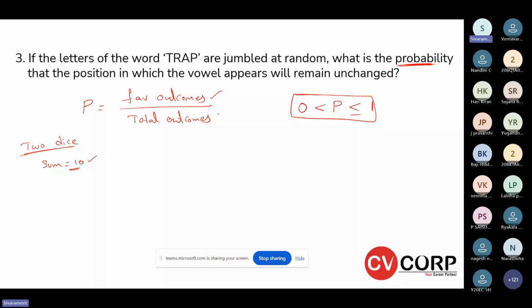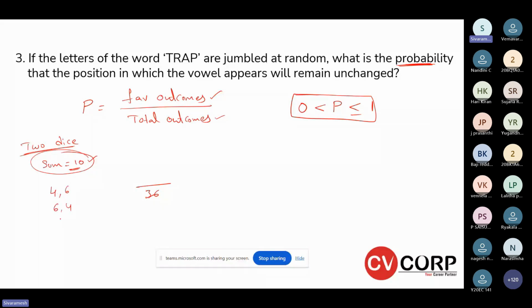Favorable outcomes by total outcomes. When 2 dice are thrown simultaneously, total outcomes will be 36, right? When total outcomes is 36, I should get the sum value 10. So what are the combinations? We should count favorable outcomes. When 2 dice are thrown, each die will have 6 faces, right? So how many possible outcomes will give the sum as 10? I can say 4 comma 6, so this die is 6 and the next one will be 4.